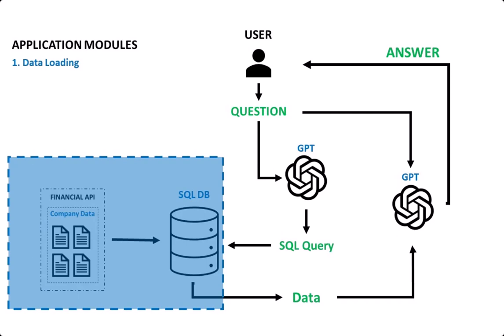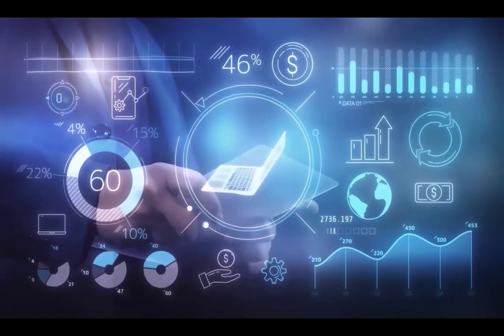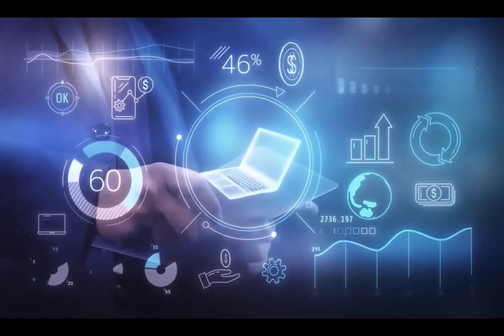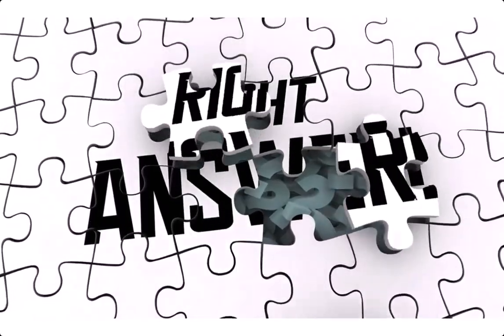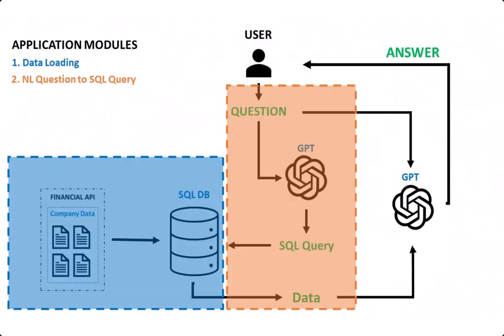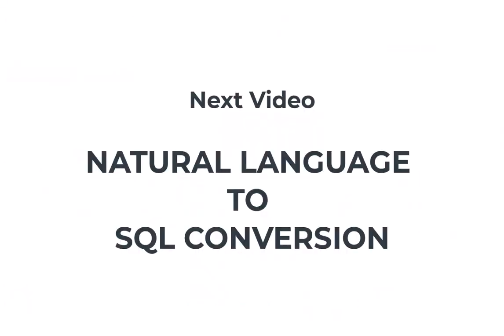By doing this, we're able to give our investment assistant access to up-to-date information on any public company, which is the first step in giving it the ability to provide accurate and useful answers to the user's questions. The next step is being able to access the database using natural language. And this will be the topic of our next video.